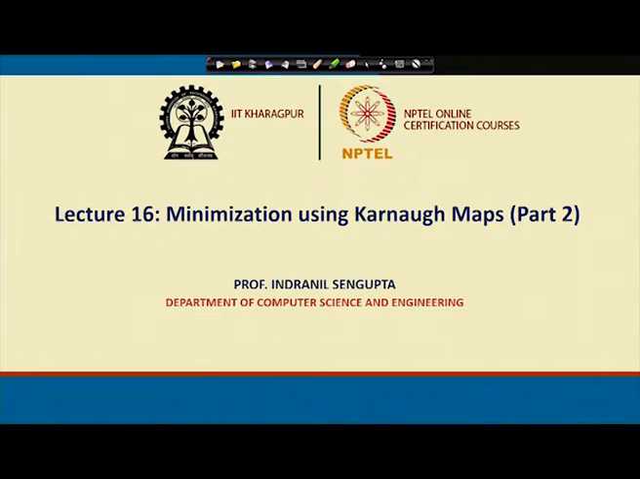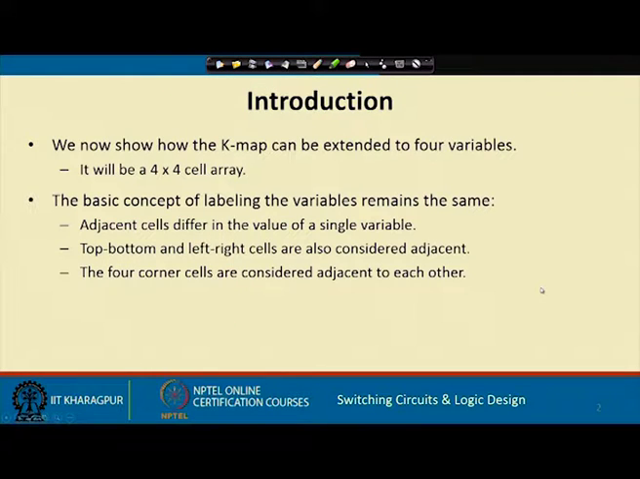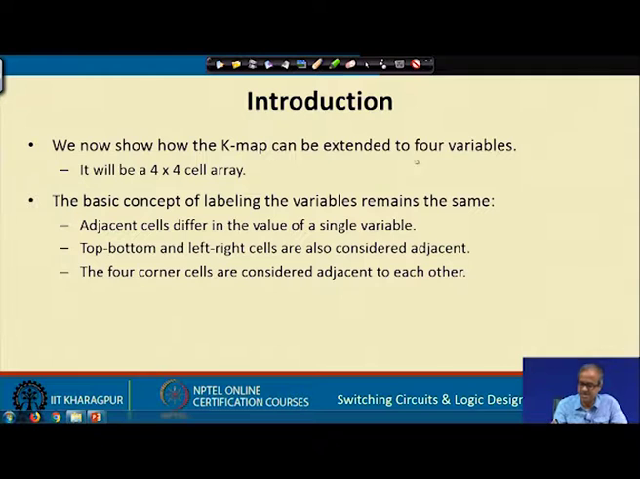So, in the last lecture, if you recall, we had talked about the concept of the Karnaugh map method of minimizing a function, and through examples we showed how we can handle or minimize 3 variable functions. So, in this lecture we shall be extending our discussion to 4 variable functions.